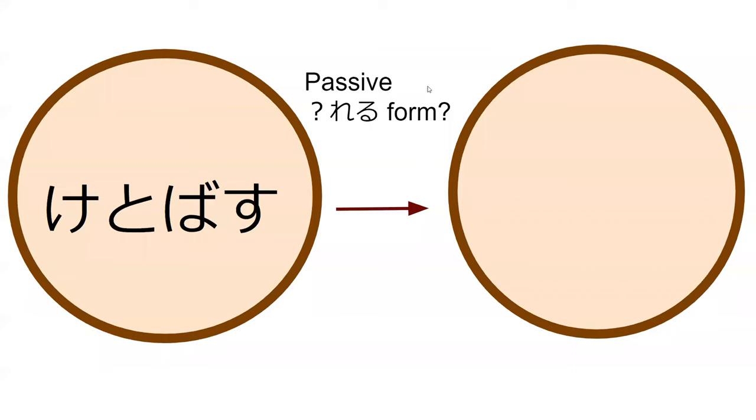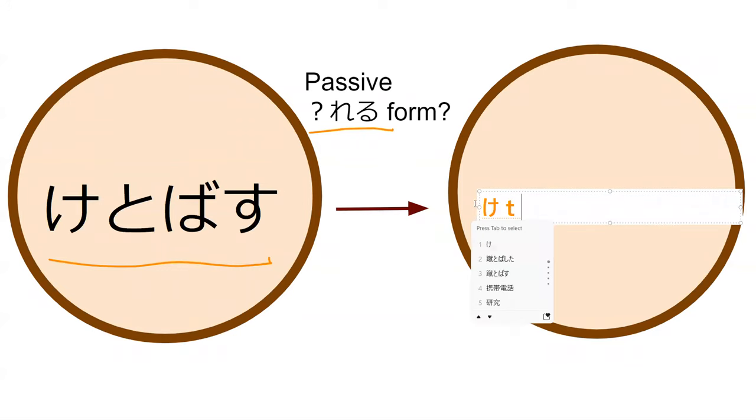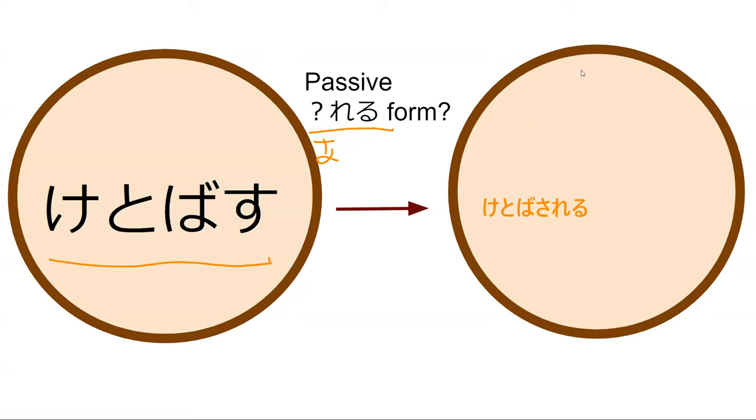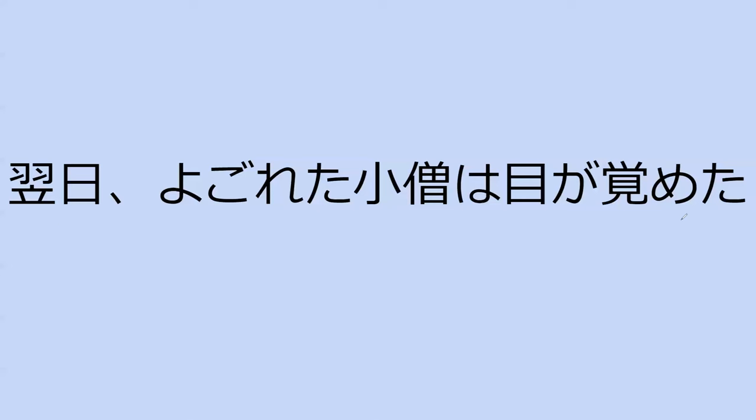What did this word start with? It meant the next day. Yoku. Hai. Asa. Yoku asa. Perfect. What is the passive form of ketobasu? Passive is reru. Ketobasu. Ketobasareru. Hai. Ketobasareru. Yes. Yep. Perfect. Ketobasareru. Nice. Okay, let's go read this line from the book.